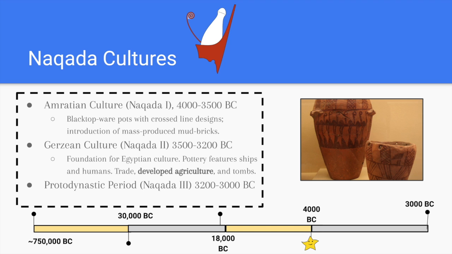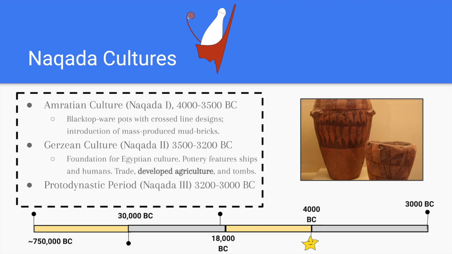So then in 3500 to 3200 BC, we're seeing the Gerzean culture, also known as Naqada II. This is the foundation for Egyptian culture. This is probably one of the most important cultural slivers in Egyptian history. Pottery begins to feature ships and humans. This is very important because there's more of a humanistic sense in this culture, and we can see that the culture is really developing. Trade starts to become more widespread.